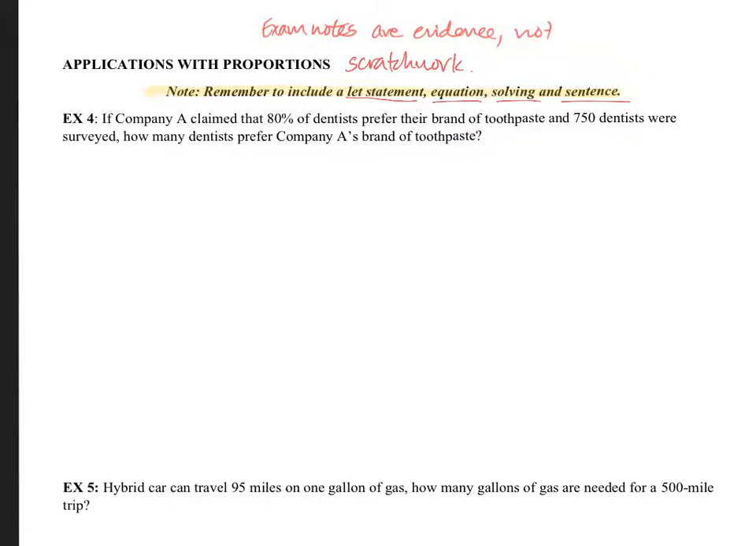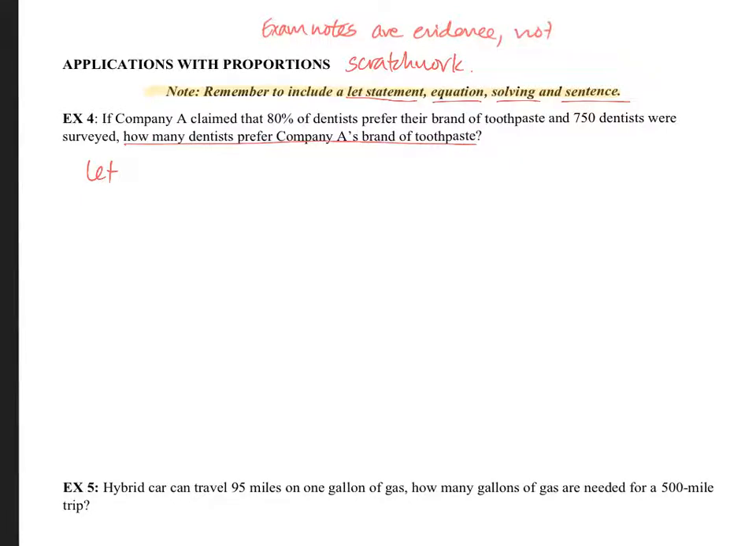All right, example 4. If Company A claimed that 80% of dentists prefer their brand of toothpaste and 750 dentists were surveyed, how many dentists prefer Company A's brand of toothpaste? Okay, so we need to write a let statement first. And what is a let statement? Well, the let statement is just identifying what we're trying to find. Okay, so let statement, how do we find this? We'll just underline what are we trying to find. We're trying to figure out how many dentists prefer Company A's toothpaste.